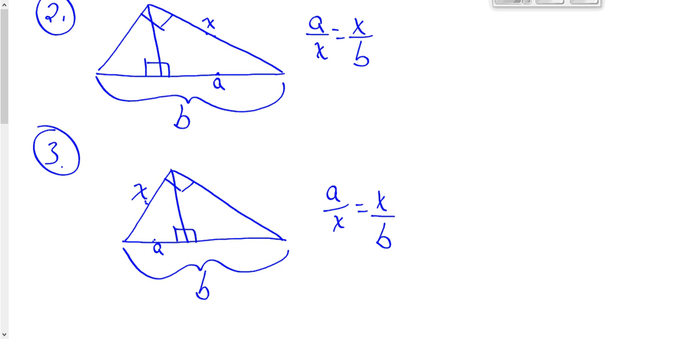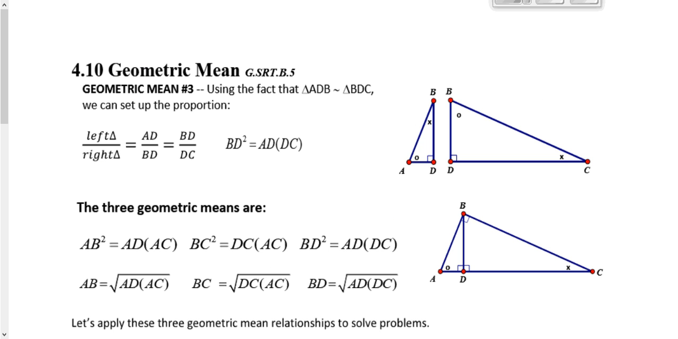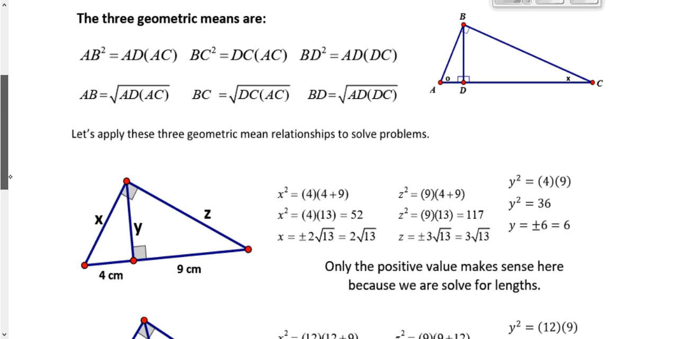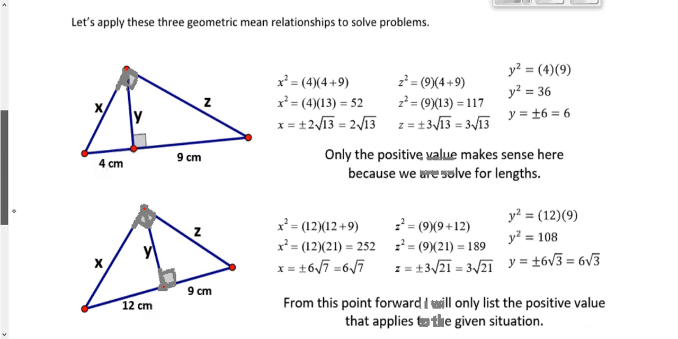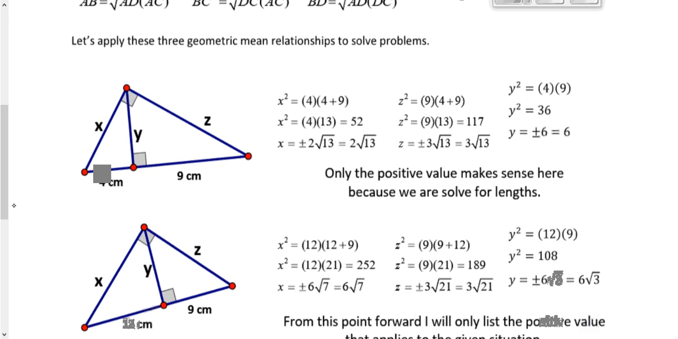All right, let's go back and look at some examples. Where was I? So, yeah, let's look at this first example here. So we have, this looks like the geometric mean setup in right triangles, right? We've got a right triangle with an altitude drawn to the hypotenuse. It's perpendicular, okay?